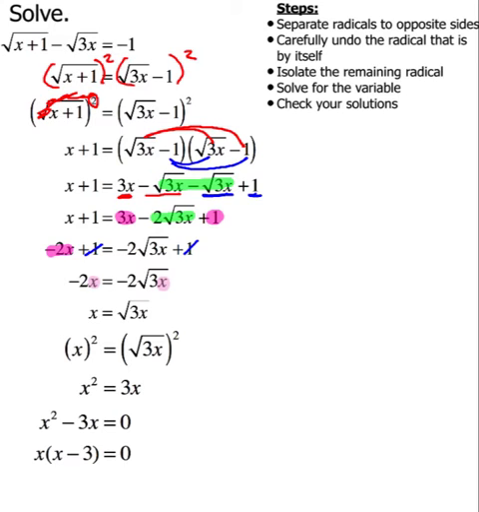Setting each one of them equal to 0 and solving, you guys can do that at this level. You would just end up with x equals 0, and the other one, of course, would be x equals 3. So those are my two solutions.